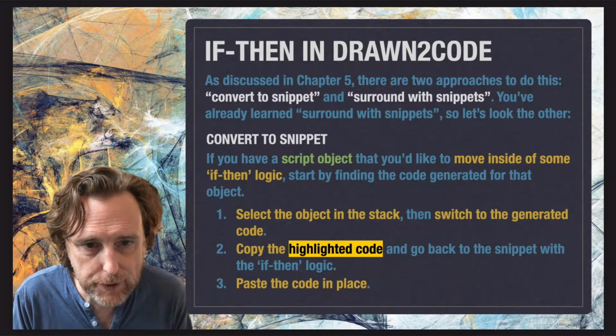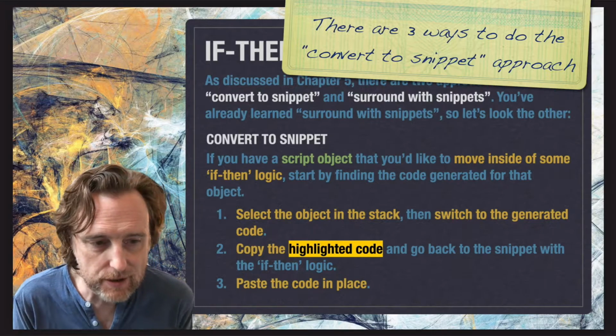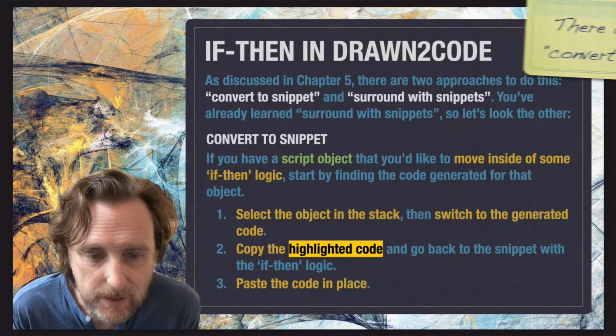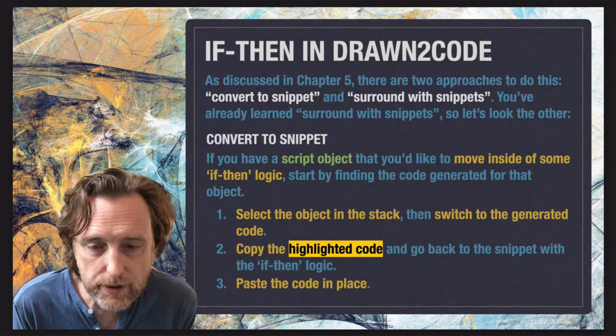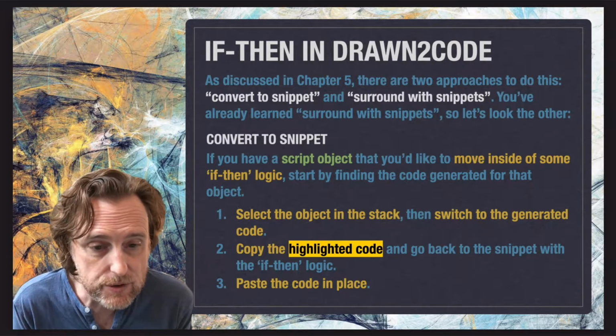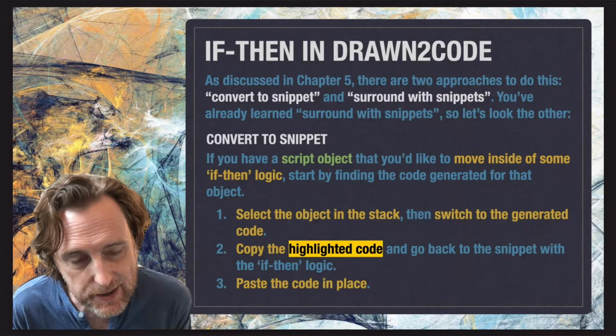So the convert to snippet approach involves, the description I have here is just one way to do it. You select the object in the stack. You can go to the generated code window, then highlight that code or a portion of that code that you want, copy it from the generated code window, and then paste it in the place you want to put it.